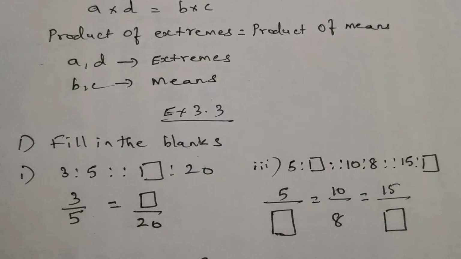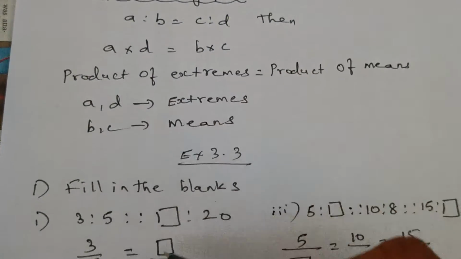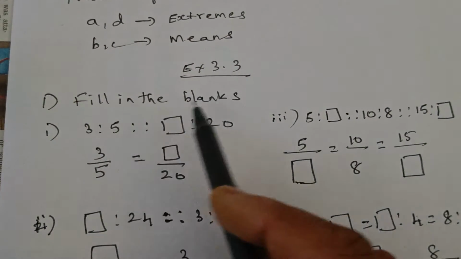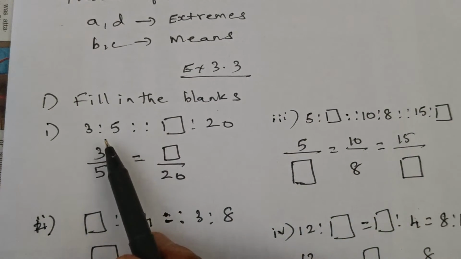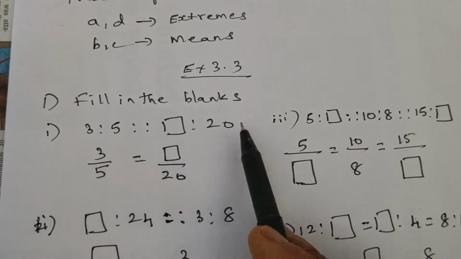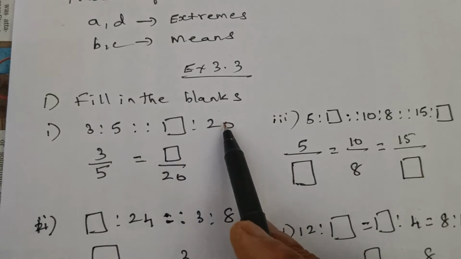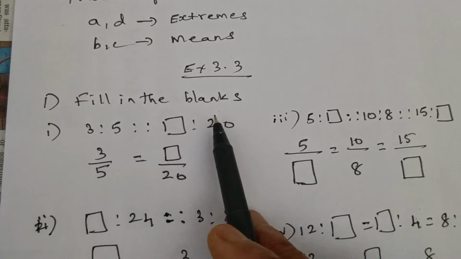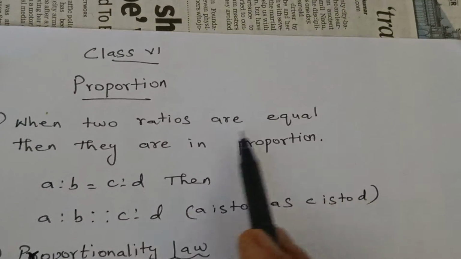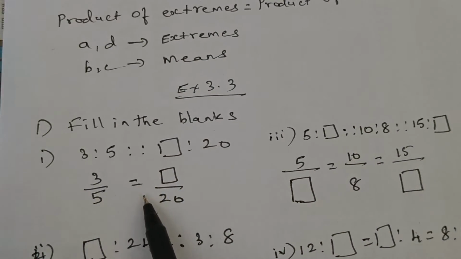Now using this proportionality law, let us do the exercise sums. Exercise 3.3. The first question is fill in the blanks. It is given 3 is to 5 as dash is to 20. That means 3 is to 5 and dash is to 20 are in proportion. If the ratios are equal, then they are in proportion. Now it is given they are in proportion, that means the ratios must be equal.